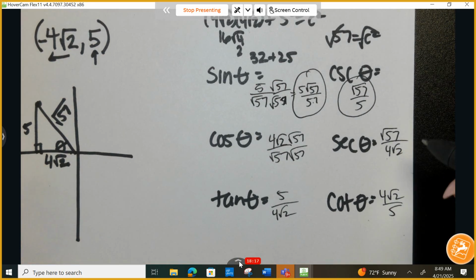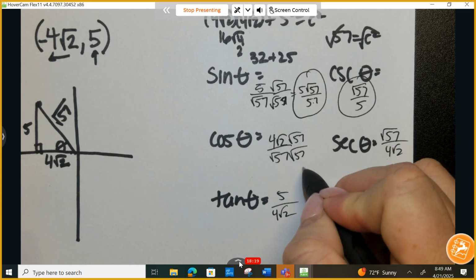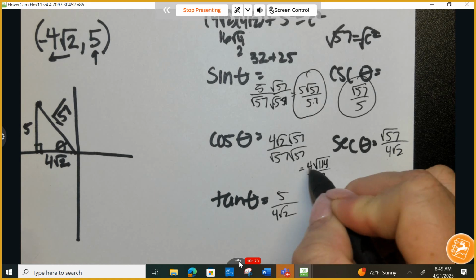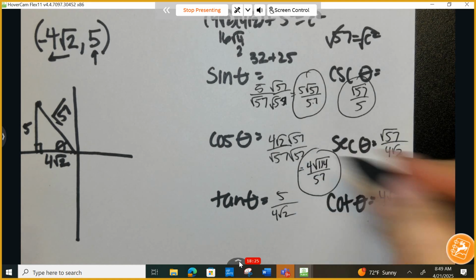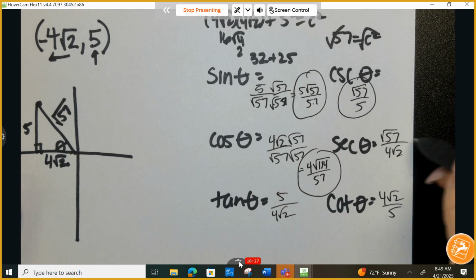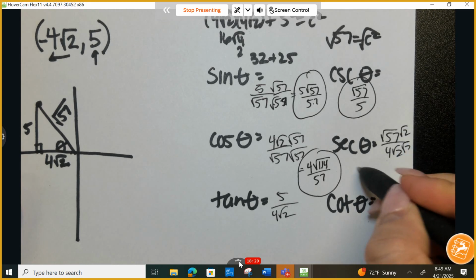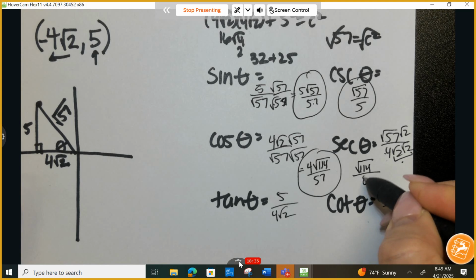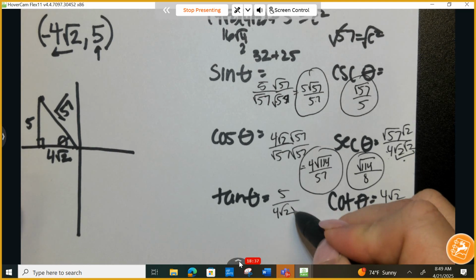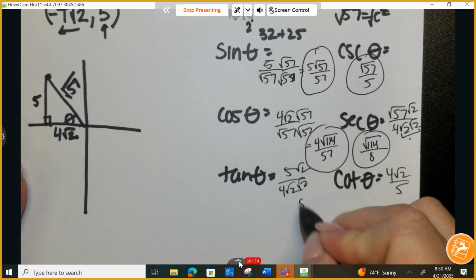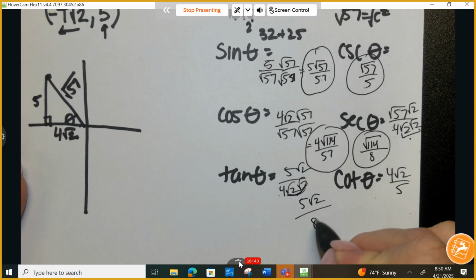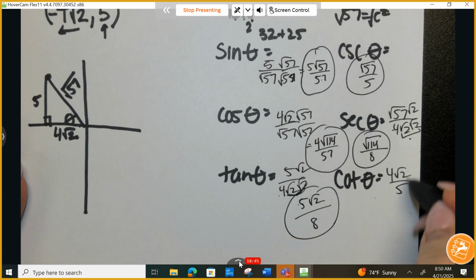Okay, so what does that tell me? That tells me that this is going to be 4 times the square root of 114 over 57. I know 4 and 57 do not reduce. Over here, the same thing. I'm going to multiply by the square root of 2. I get the square root of 114 on top. On the bottom, the square root of 2 times the square root of 2 is simply 2, and 2 times 4 is 8. Doesn't reduce. I'm going to multiply top and bottom by the square root of 2. I get 5 square root of 2. Square root of 2 times the square root of 2 is 2. 2 times 4 is 8. These do not reduce. Over here, we're good.